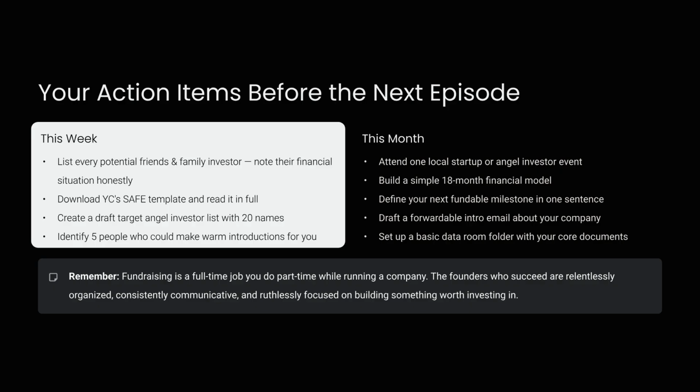Your action items this week include listing potential family and friends investors, reading the YC SAFE template, drafting an angel list, and identifying 5 people for warm introductions. This month, attend a startup event, build a simple financial model, define your next milestone, draft a forwardable intro email, and set up your basic data room.